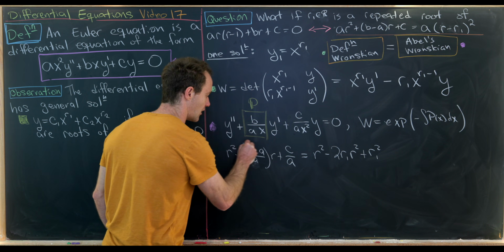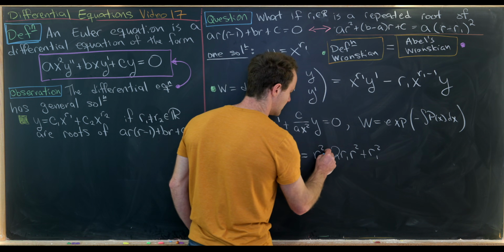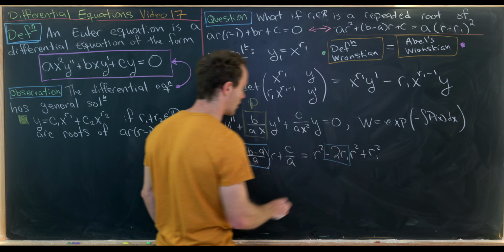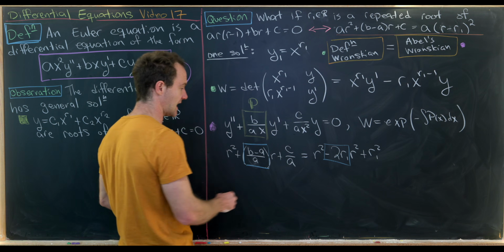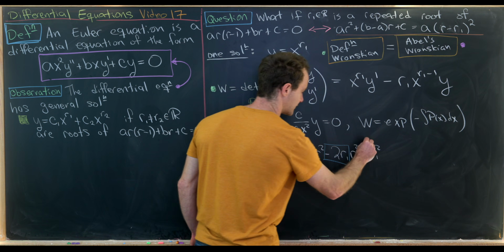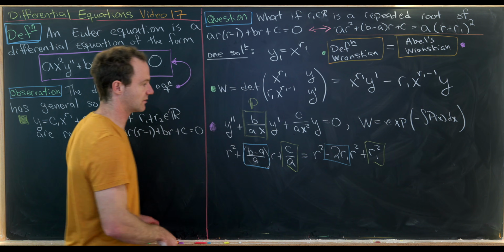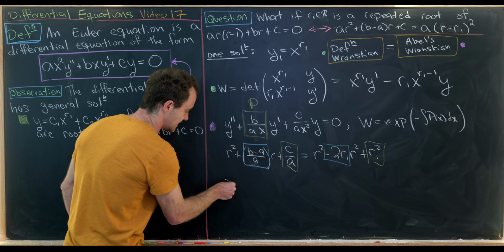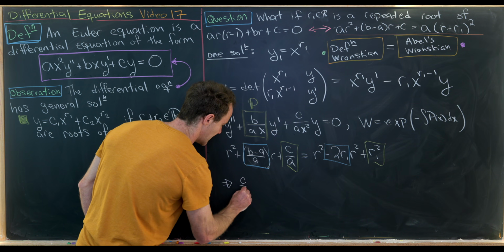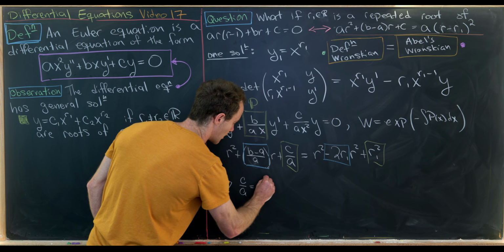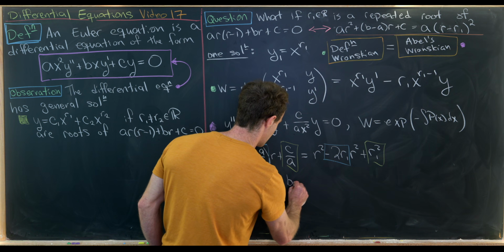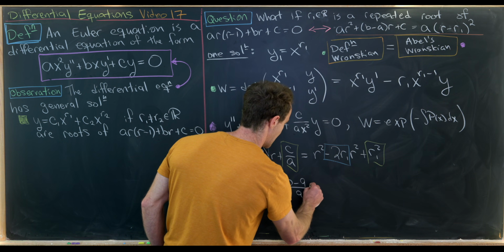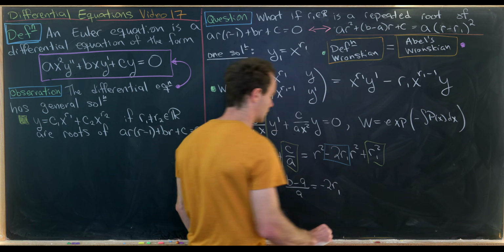So the coefficient of r over here on the left must be equal to the coefficient of r over here on the right, and the constant term on the left must be equal to the constant term on the right. So that gives us this nice system of equations. We have c over a equals r1 squared, and then we have b minus a over a equals minus 2r1.